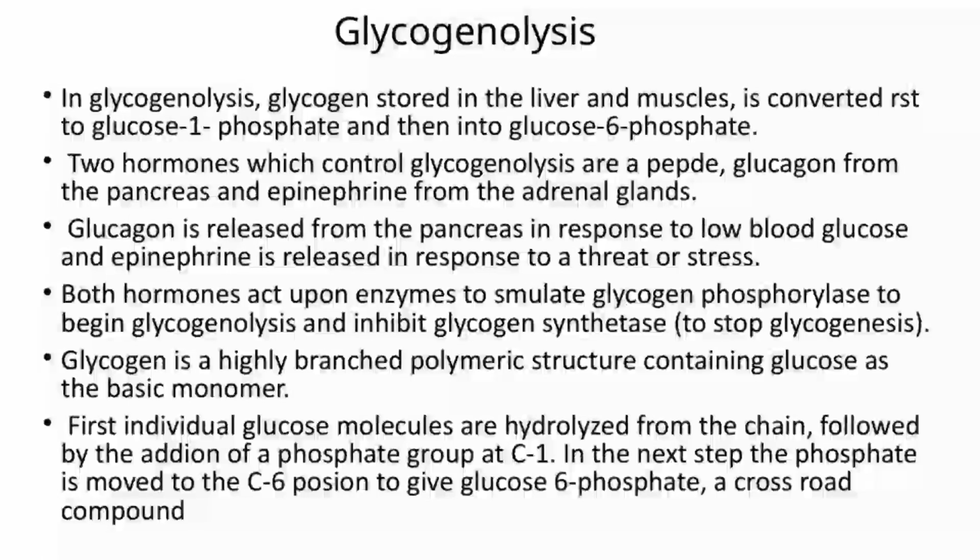Two key hormones regulate this process: glucagon and epinephrine. Glucagon is a peptide hormone released from the pancreas, especially when blood glucose levels are low, signaling the body to release stored energy.